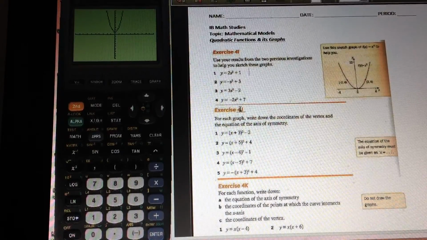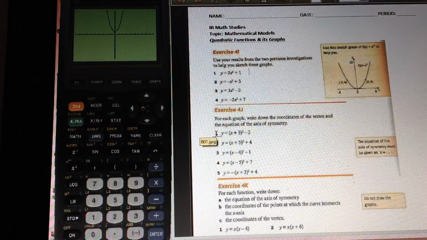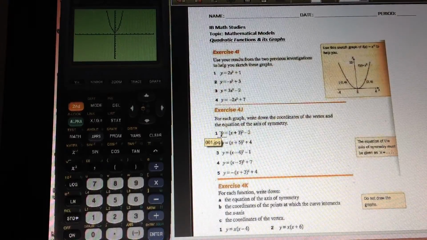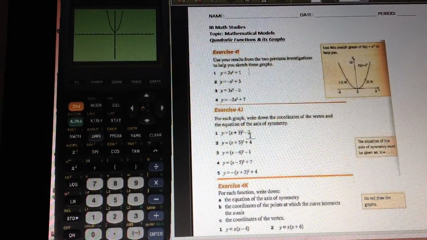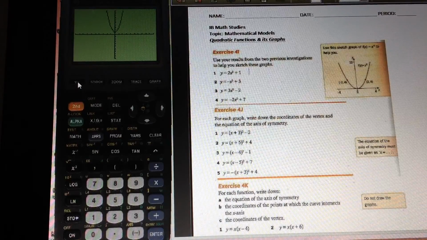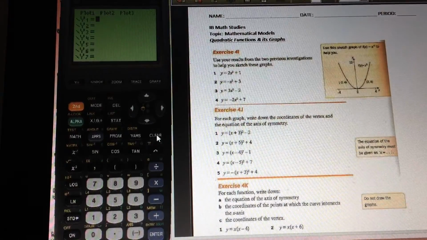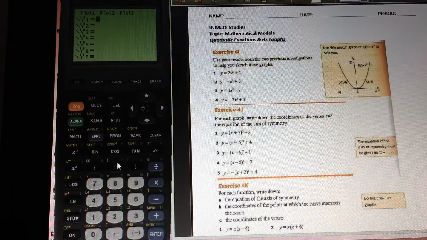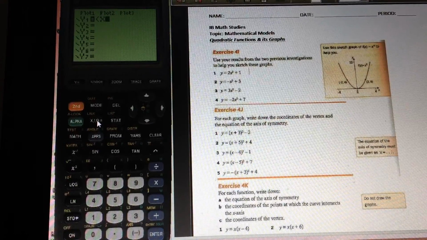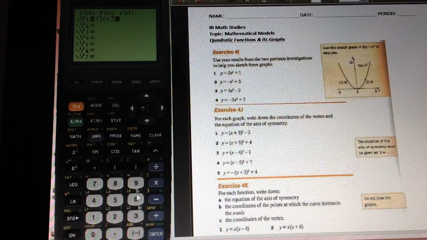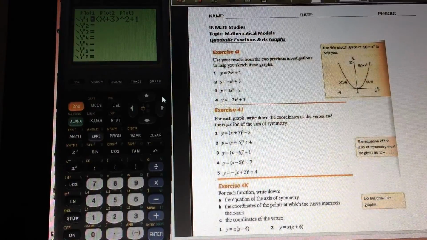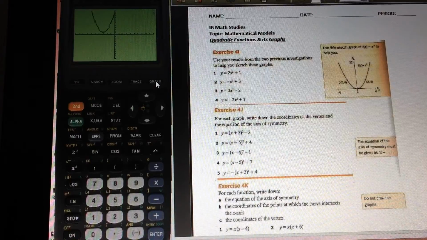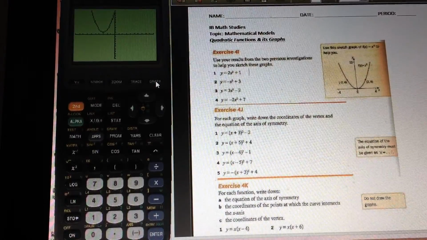So here we go. For 4J, we're going to look at number 1 again. So we got a new function, y equals (x plus 3) squared minus 2. So I go to Y=, and I'm going to clear this function. So we got parenthesis x plus 3, close parenthesis, squared, and plus 1. So now if I go to graph, we see my graph shifted to the left side.